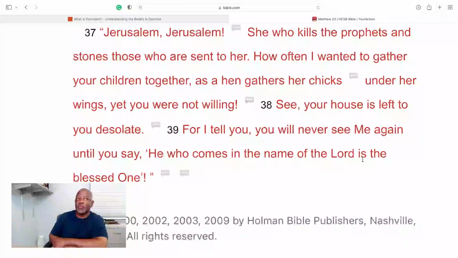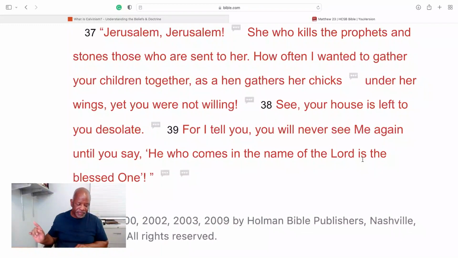Okay, why do I think he's not referring only to the leaders in Jerusalem, Jerusalem? And then he says, she who kills the prophets. Who? Jerusalem. Why? They have had a history of doing that. And then he says, how I often wanted to gather your children. So even if he's saying this here, let me go back. I'm going to read something here.